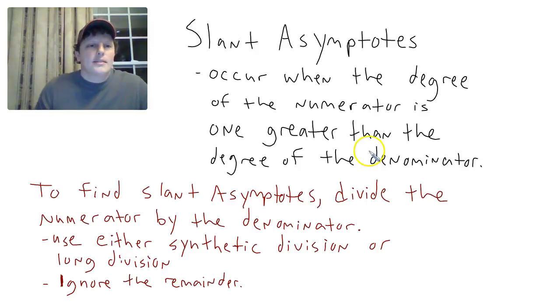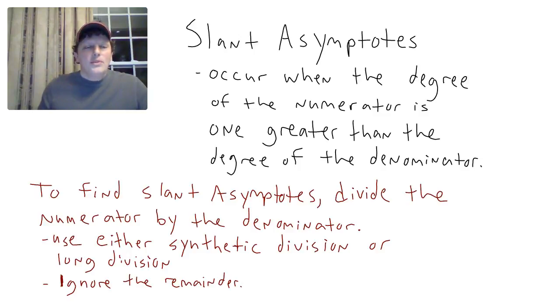To find the slanted asymptote, we're just going to divide the numerator by the denominator. You can use synthetic division if that's an option for you, and when that's not an option, then you have to use long division. Whenever you're doing this, as you'll see in a little bit, we do ignore the remainder. If there is a remainder, we don't include it. Once we've done the long division or synthetic division without the remainder, that's going to be our answer. That's going to be our equation, our slanted asymptote.